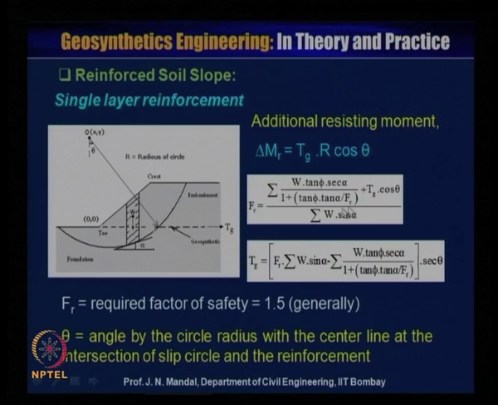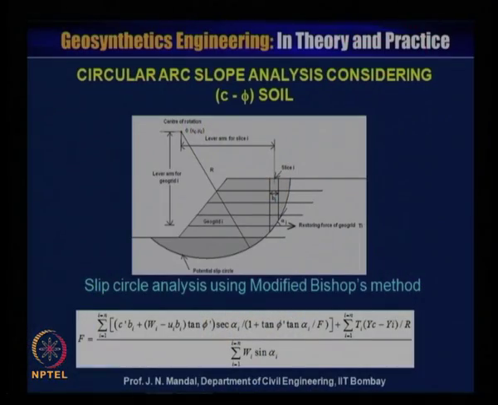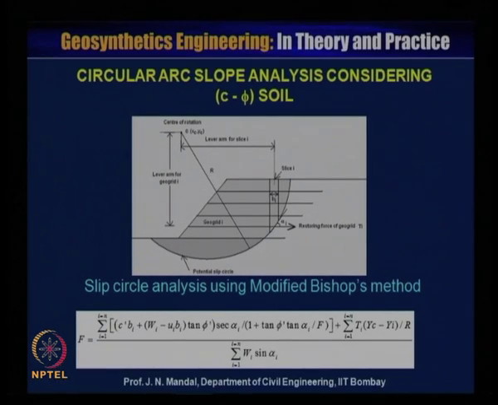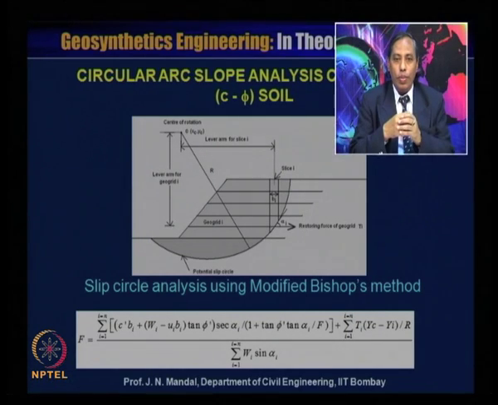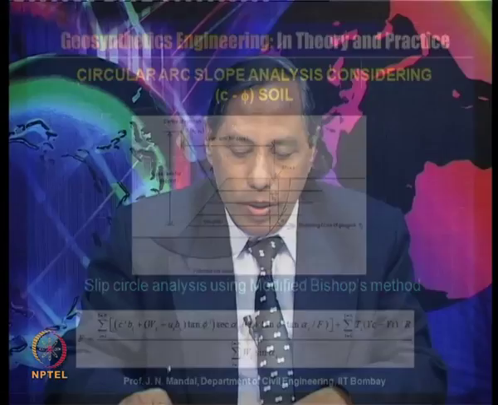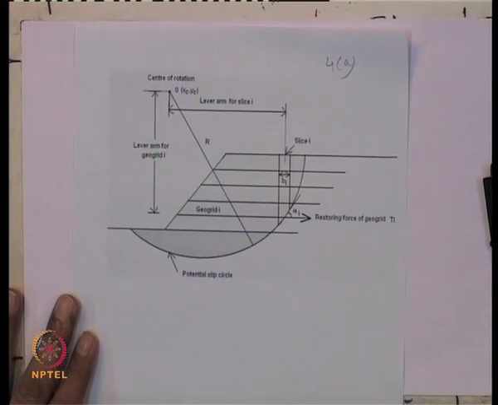for stability analysis. Now, we will discuss the circular slope analysis considering c-phi soil. Now, we consider c soil, we consider phi soil. If it is a c-phi soil, then in case of the c-phi soil, we will consider slip circle analysis using the modified Bishop method. So, we will consider the modified Bishop method.